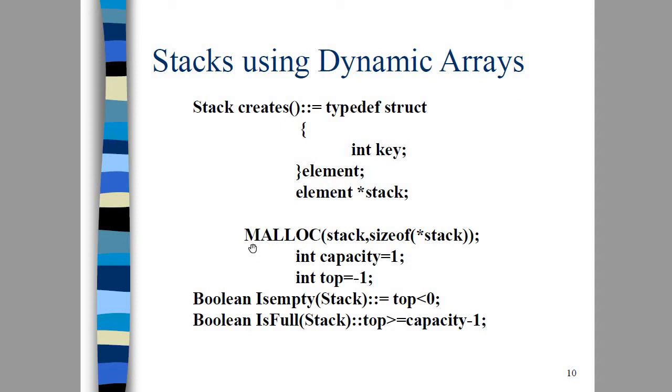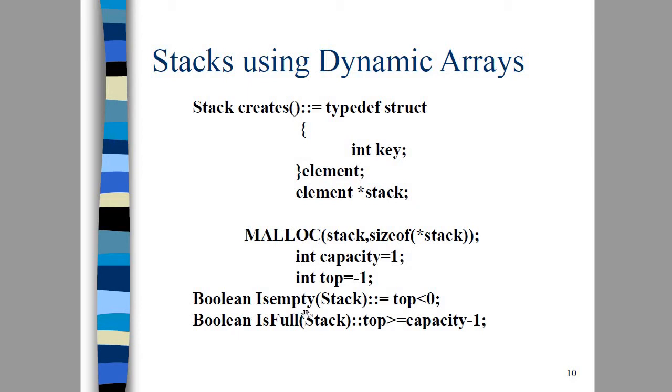Then the malloc function. Whatever maximum size you want to give, initially we can give the size as 1. After storing one element, you can double the size, and like that you can keep on doubling the size. So the capacity initially will be 1 and top will be -1.